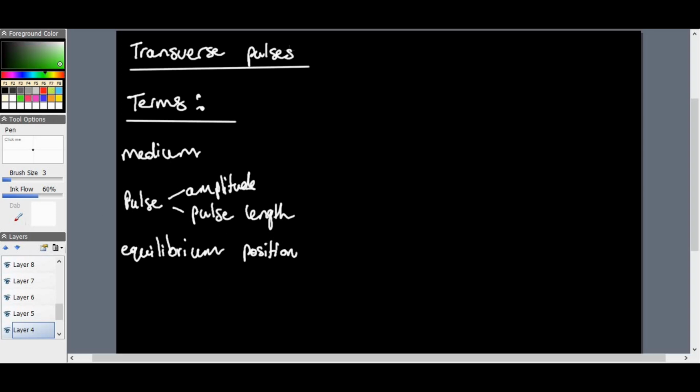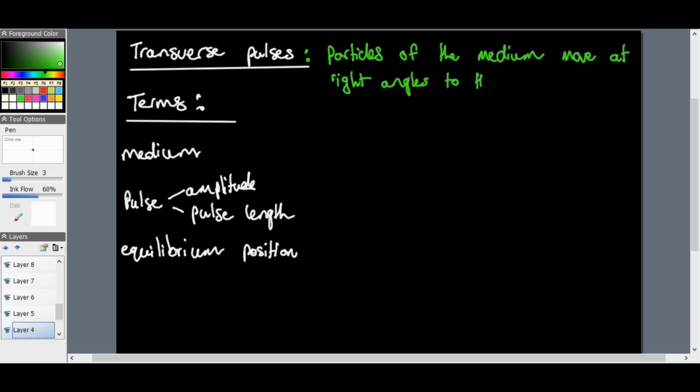So a transverse pulse, maybe I'll take the definition from up top here. First of all, it is a pulse in which the particles of the medium, which we will go through, of course, what the medium means, move at right angles to the direction of propagation of the pulse. Okay, so that is a transverse pulse.